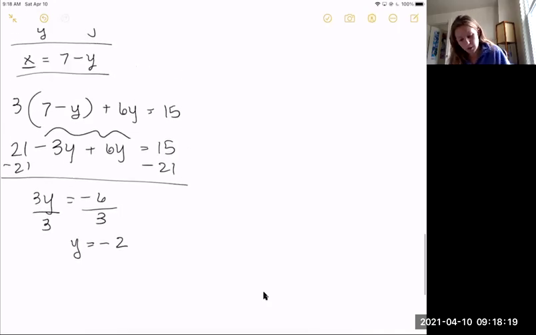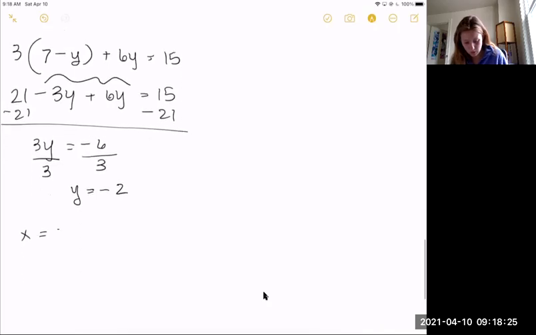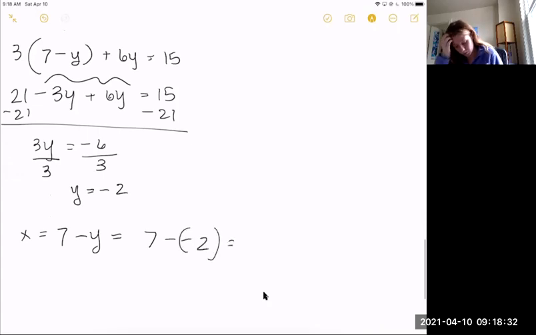And then we can just plug back into this equation. That's what I'd use. It's the easiest to plug into. So we're going to get x equals 7 minus y, which is 7 minus negative 2. So that's going to be 7 plus 2, which is 9. So we get 9, negative 2.